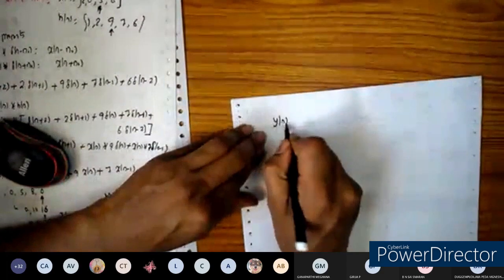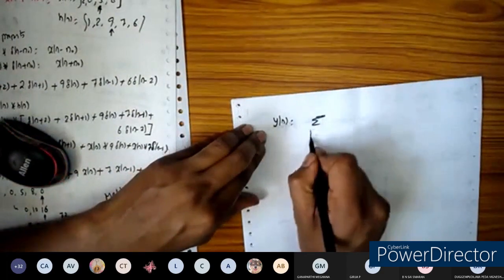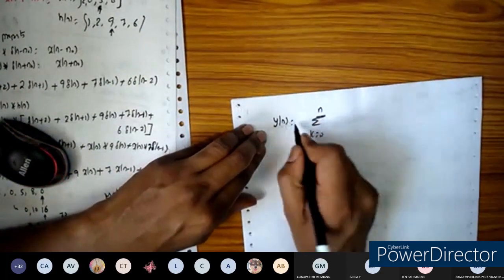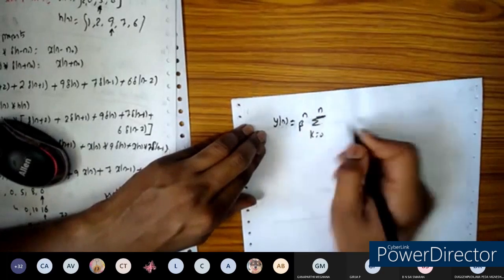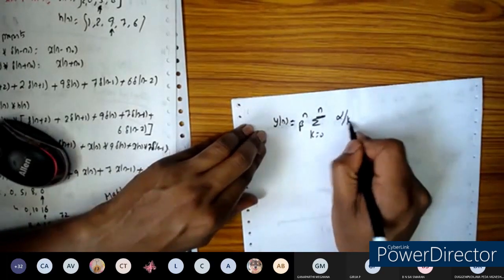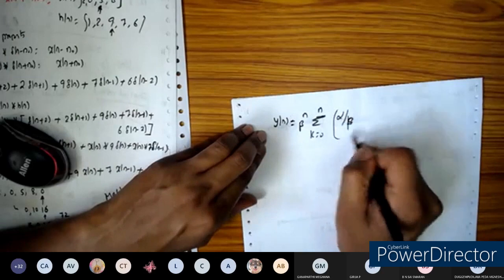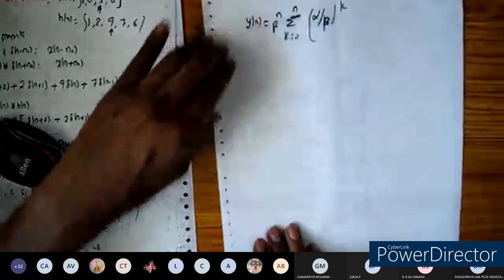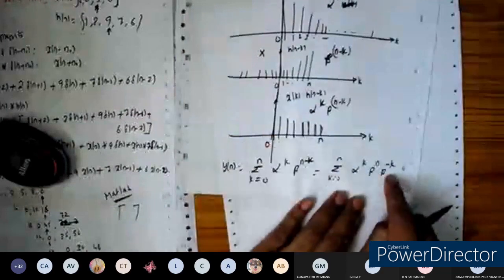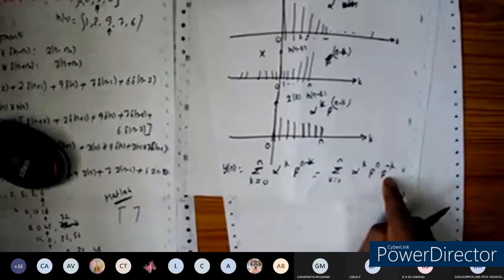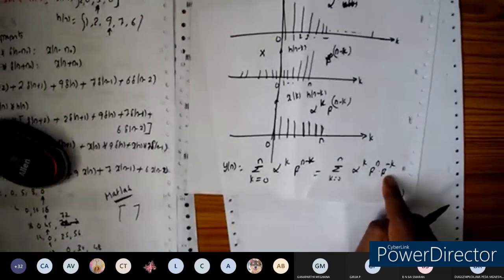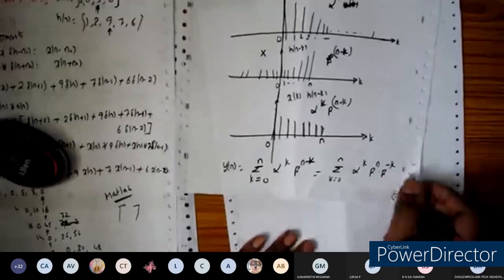So y of n will become equal to the summation k equal to 0 to n. Beta to the power of n, I'm going to take outside the summation. The remaining term is alpha by beta to the power of k, which we keep inside. Okay, so we got it like this.